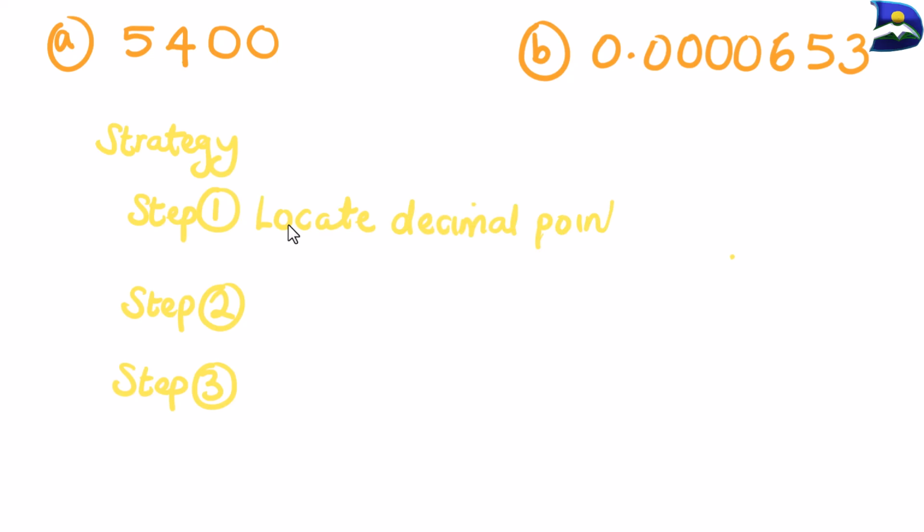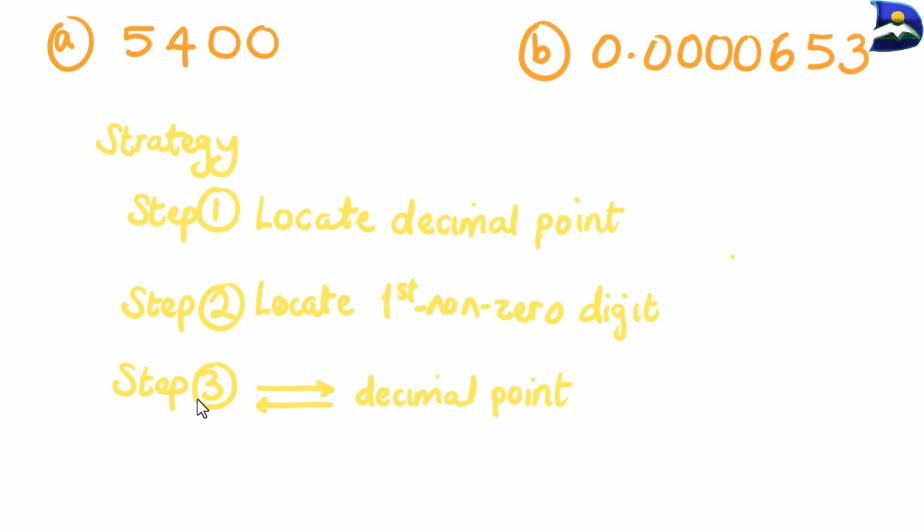The next step is to locate the first non-zero digit. And step 3 is to move your decimal point, whichever direction you're going, 1 digit at a time to arrive after the first non-zero digit. And how this looks is based on this result.